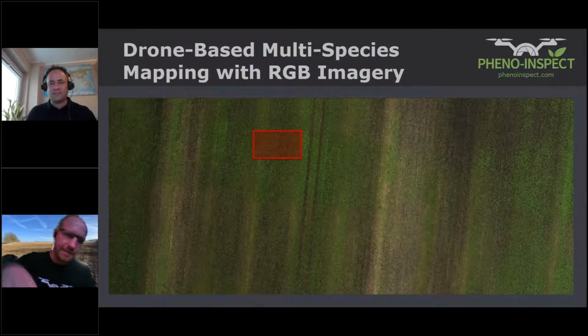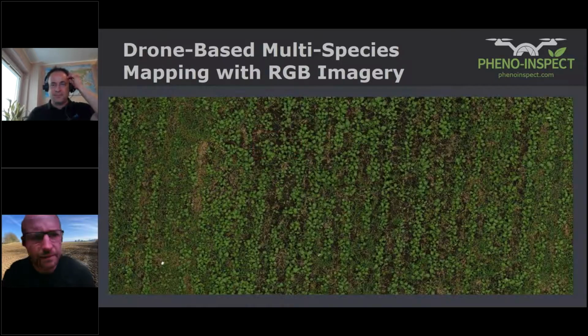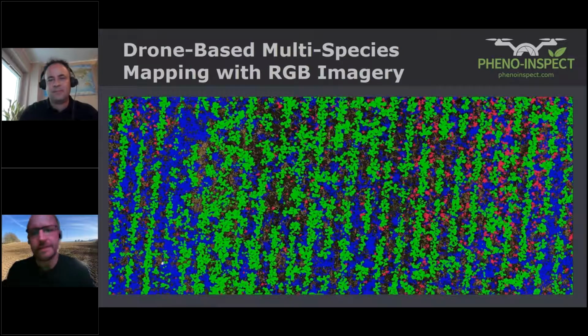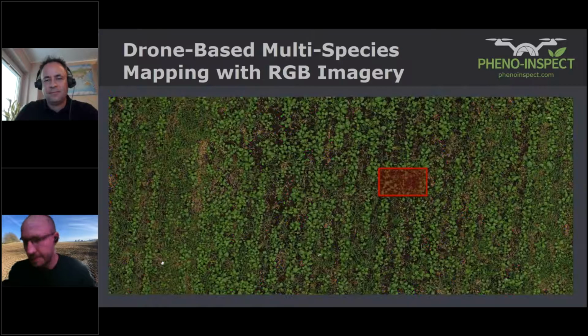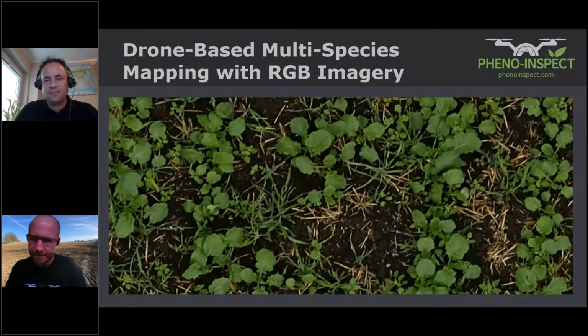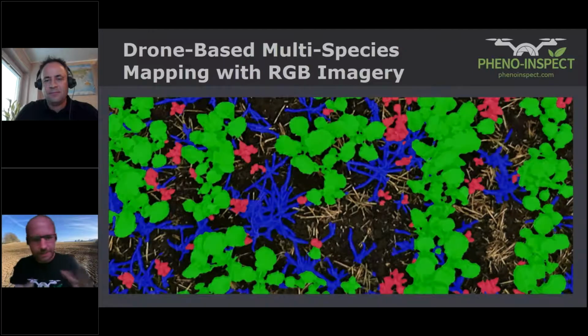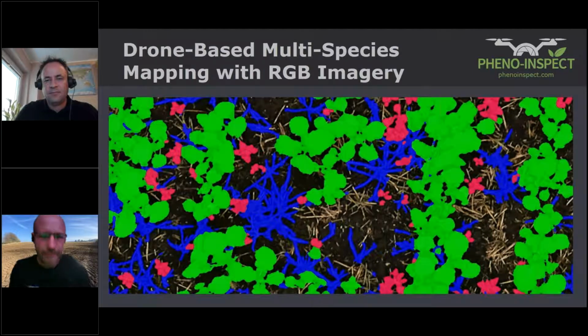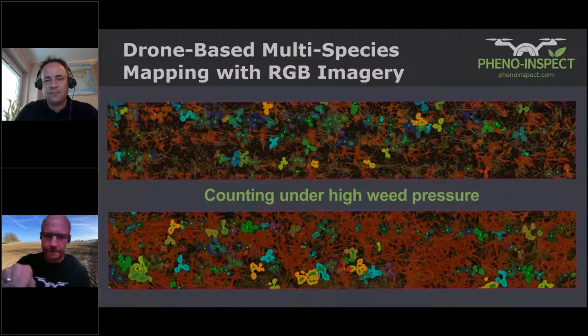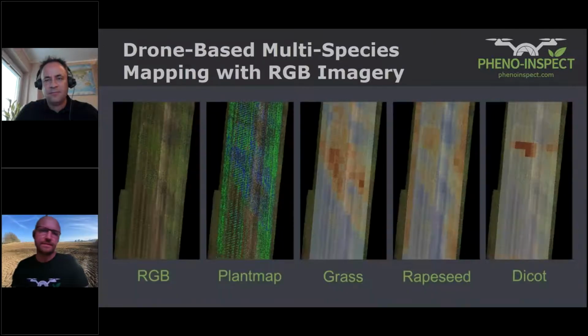And also in these conditions, you see in one of the last images, we are still able to count the rapeseed plants and also the weed plants. I don't have an image here, but also under these conditions with high weed pressure, we are able to count the plants properly. Here you see the image, which is also an important measure during this process.